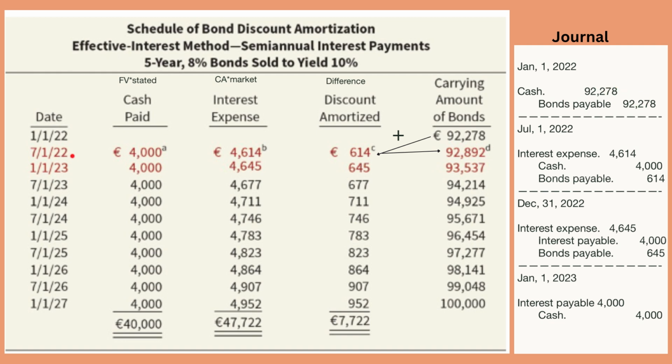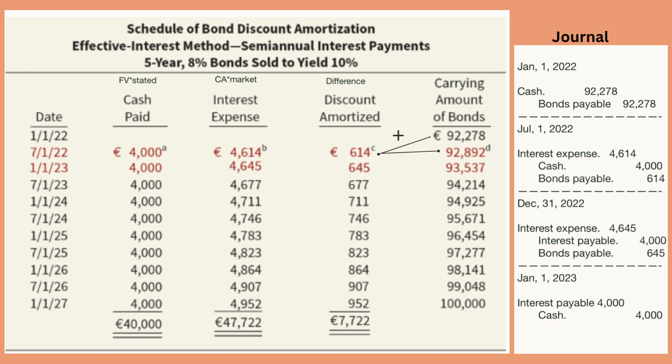Okay, now the first payment will be on July 1st. Cash paid, so cash will go down on the credit side by 4,000. Interest expenses will always be on the debit side because they decrease equity. Now the difference is 614. Again, we said it's gonna be added to the carrying amount of bonds payable. So I will increase the bonds payable by 614. Bonds payable, it's a liability. If I want to increase it, I need to credit this amount.